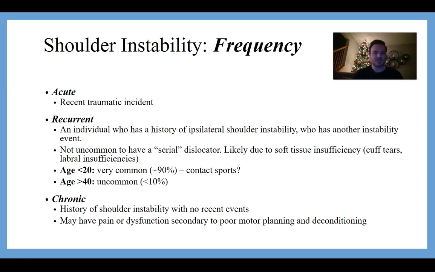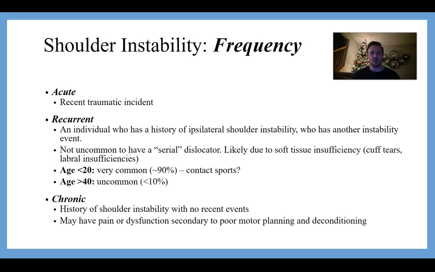So frequency, here we have an acute injury, which is like a recent traumatic injury. We would classify it as an acute injury. A recurrent injury is someone who has shoulder instability and has become what we think of as a serial dislocator. So they may have bony loss or soft tissue inefficiencies, things like that, that put them in a position where they dislocate more often.